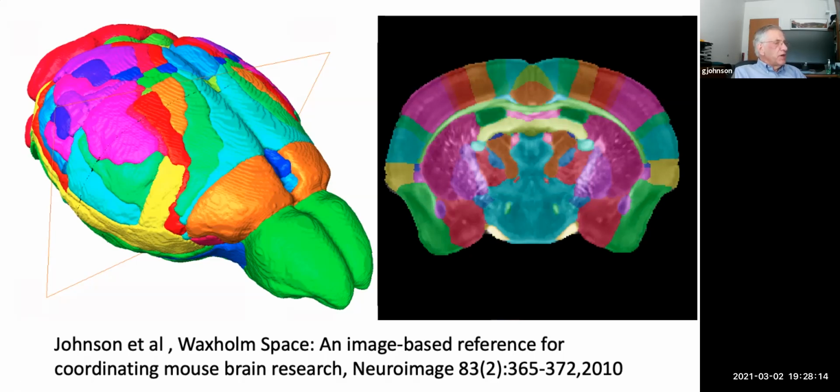So we have another pipeline that is based upon the advanced normalization tool set. This is used for people doing functional MRI and population studies in the clinical domain. And ANTS allows us to map this parcellation, this set of labels, onto every data set. It's, again, very computationally intensive.